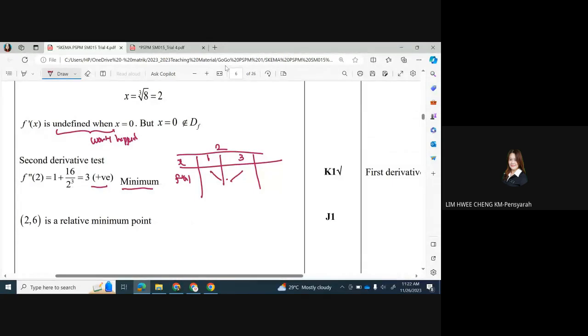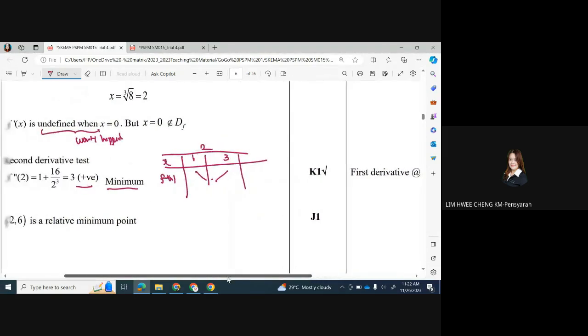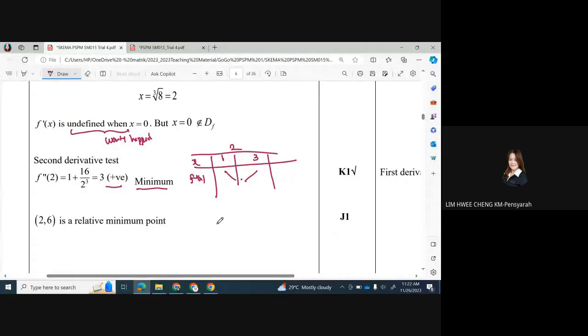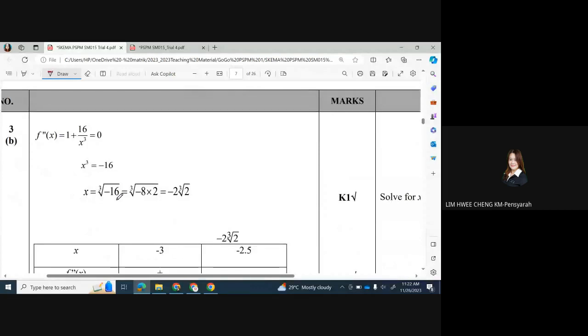Dia buat second derivative sebab nanti dia nak guna actually. Kenapa? Sebab dia nak guna untuk inflection point. Okay, so this is the test. First derivative or second derivative, up to you. And the final answer is J1. Okay, we proceed with the inflection point. Inflection point berlaku bila ini kosong.